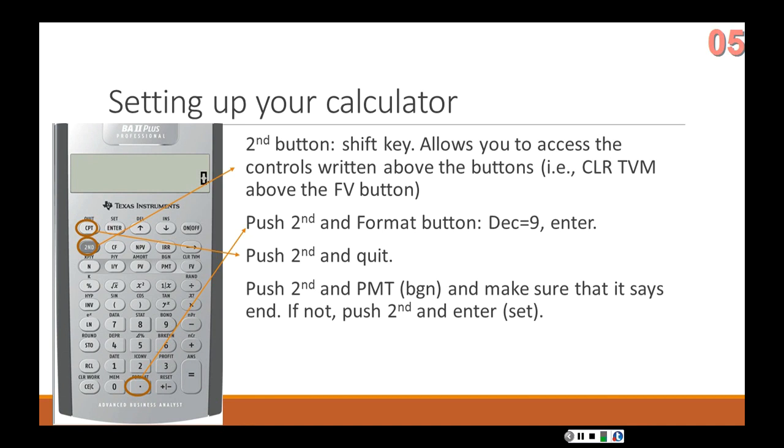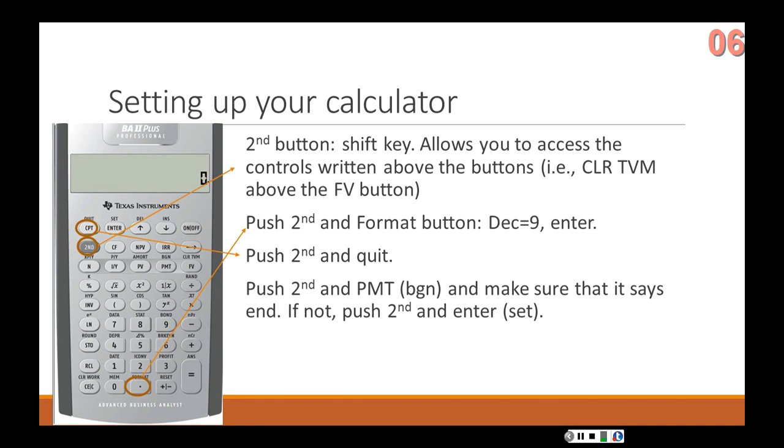So to set up your calculator, we first need to format it. So you push second and the format button. The second button is the dark gray button, and format is the period. You need to set your decimals equal to 9. That's going to give you a floating decimal so you don't get incorrect answers due to rounding. To get out of this menu, you push the second and the quit button. The quit button is also the compute button, the very top.